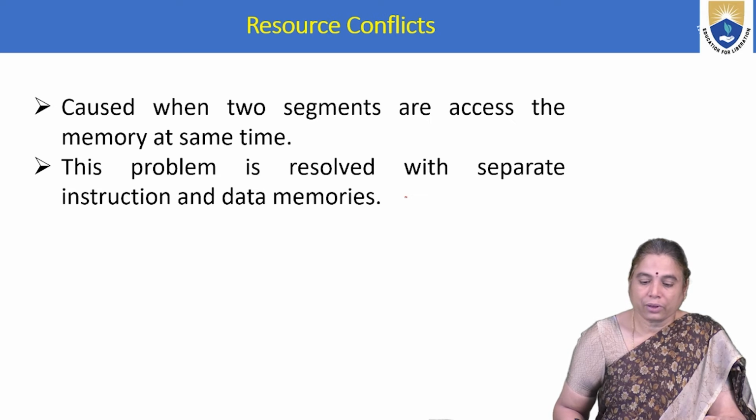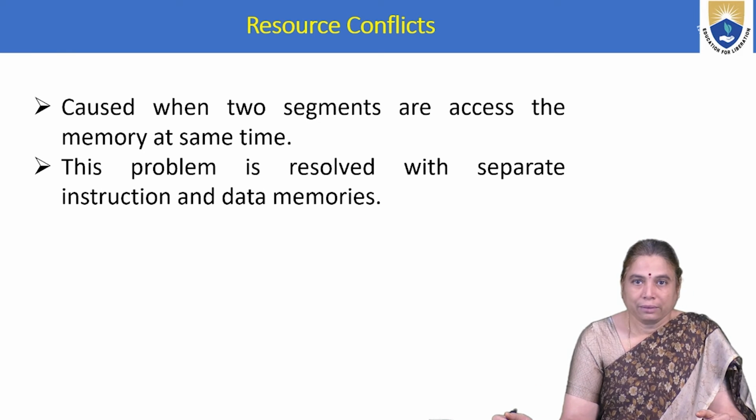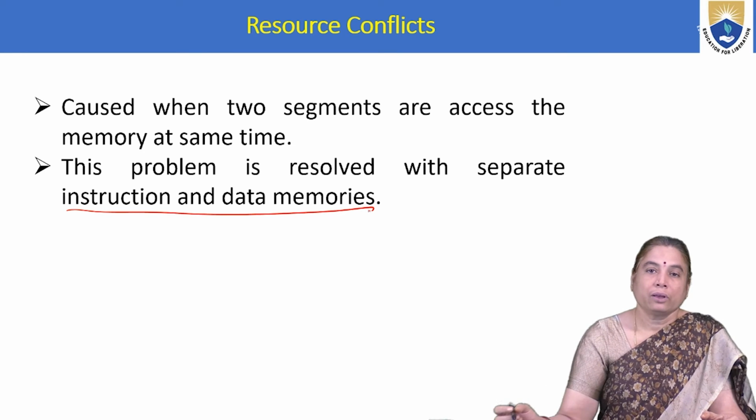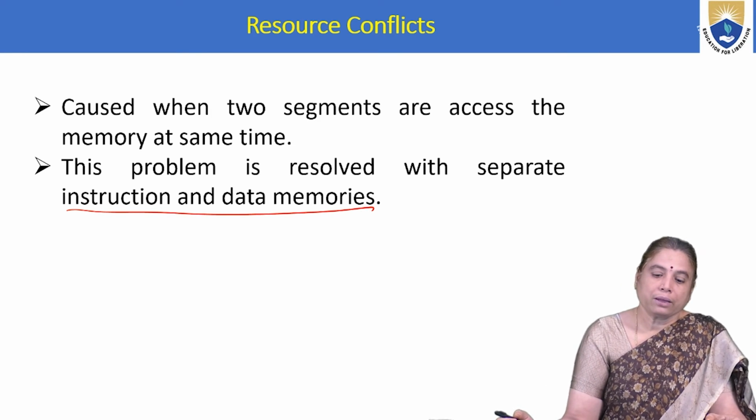What is the resource conflict? It occurs when two segments access the memory at the same time. When the same memory location is accessed by two segments at the same time, the conflict arises. It has to be resolved by employing separate instruction and data memories so that the conflict can be removed.